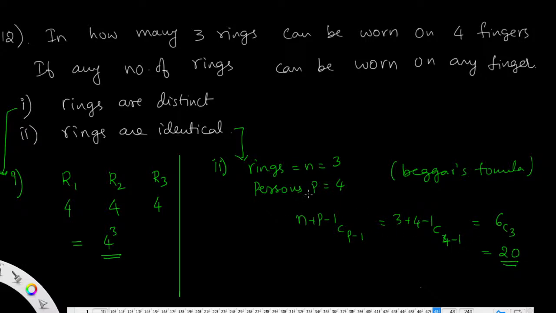Rings are identical means it can be distributed like this. Rings are n equal to 3, distributed persons are 4, but by using the Beggar's formula n plus p minus 1 c p minus 1. So this is 7 minus 1, 6 c3, that is equal to 20. Okay.